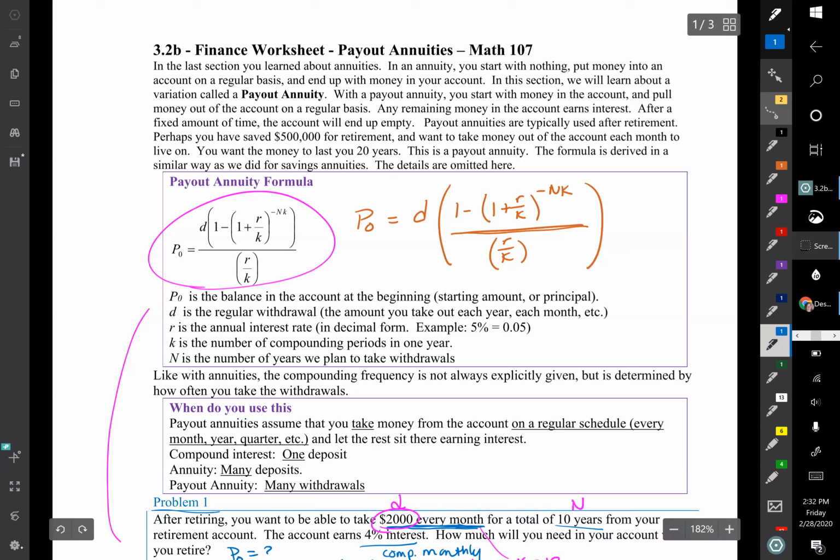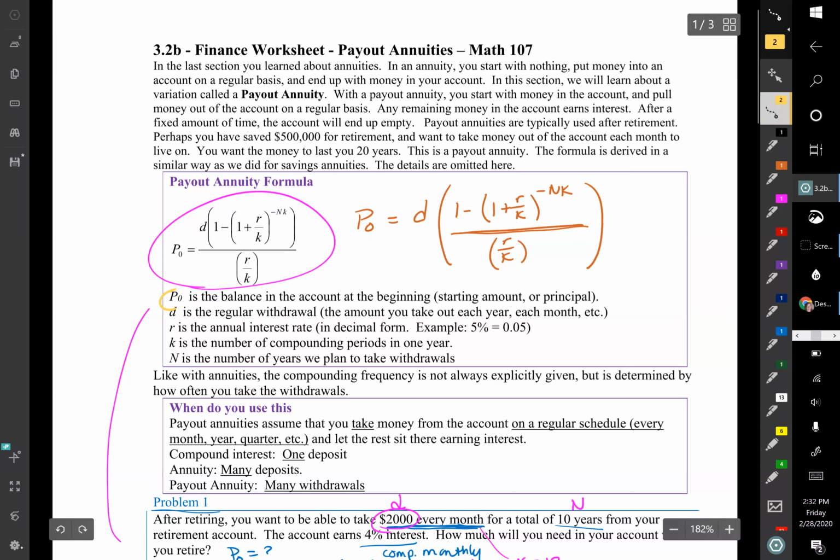So you can read through all this stuff at the top, but basically what payout annuities are is where you have some money now that you have in the bank or somewhere, some kind of trust, that you're pulling money out of every month, or it could be every 6 months, every year. It's consistent, the same time increments. So all our other variables are pretty much the same.